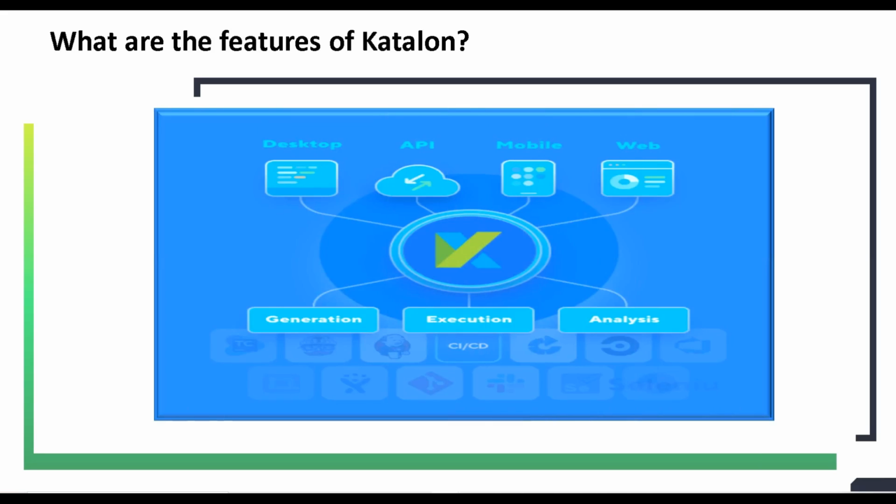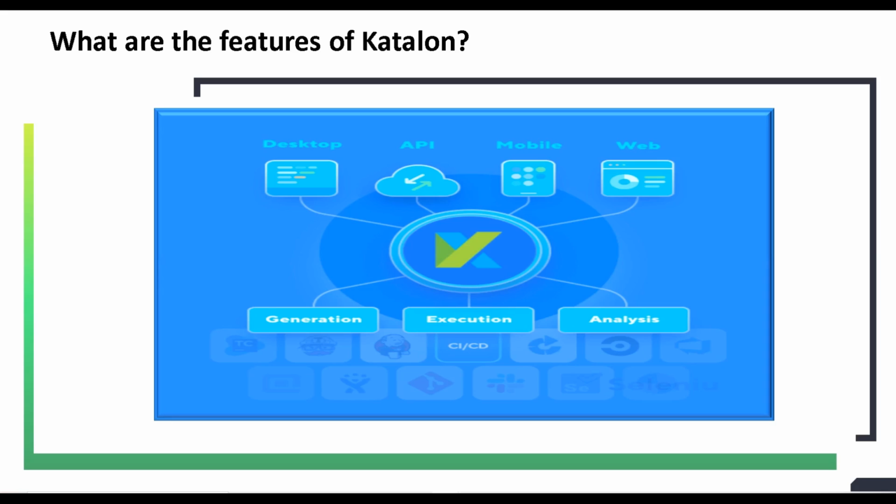What are the features of Katalon? As we saw in the last slide, Katalon will help to automate desktop, API, mobile and web. And it provides a few features, like generation. Generation is nothing but the generation of the test cases. For that, Katalon provides different platforms like Studio, and with Studio we can record or create our own script, or we can use the keywords that are available in the Studio.